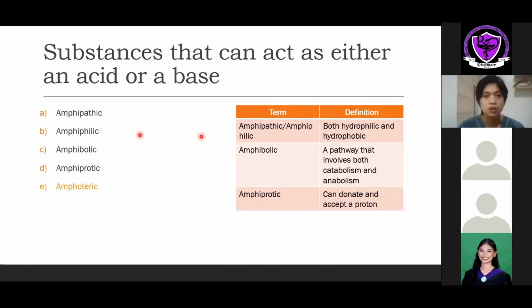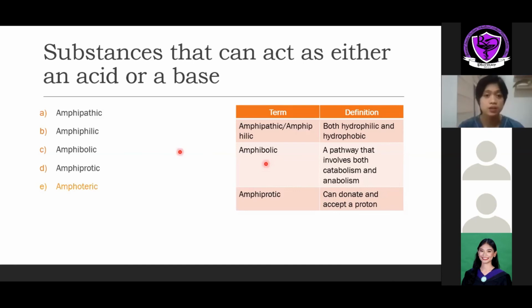Amphibolic naman, it's a pathway where you will see both catabolism and anabolism. So for example, that would be the Krebs cycle. Sa simula, anabolic. Acetate or acetyl-CoA will combine with oxaloacetate. So, anabolic forming citrate. But later on, citrate is oxidized continuously and catabolized back into oxaloacetate. So sa simula, may anabolism. Sa dulo, may catabolism. So, same pathway, but with anabolism and catabolism. So the Krebs cycle is an amphibolic pathway.